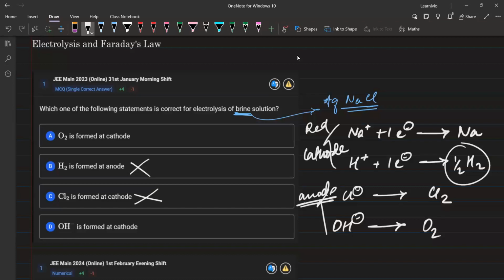O2 is formed at the cathode. This is also incorrect. So the only correct statement that we can have is OH-. It is formed at what? Anode, because it cannot form O2 because of the overpotential. So OH- is formed at the cathode, they are saying, but we have H2O, OH- at the cathode. Just give me a second.